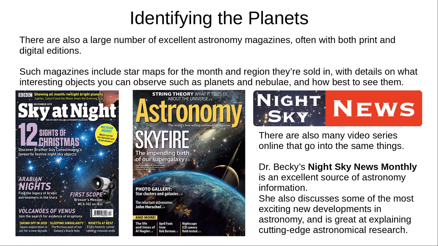There are also many excellent print and digital astronomy magazines. Two of the most popular in the UK are Sky at Night and Astronomy. These include many pages of star charts for the month and region they're sold in, with details on what interesting objects you can observe this month and how best to find them.